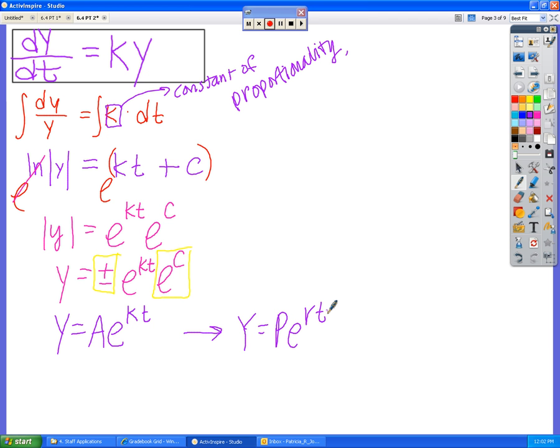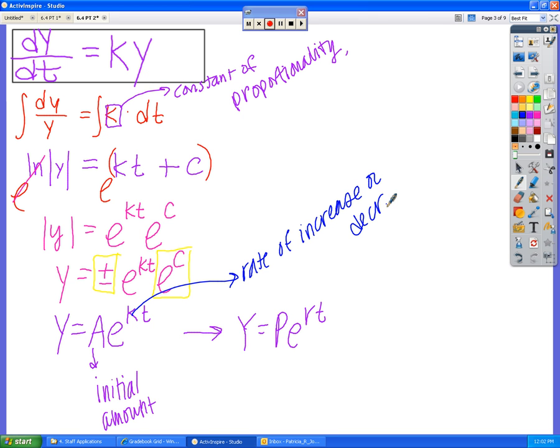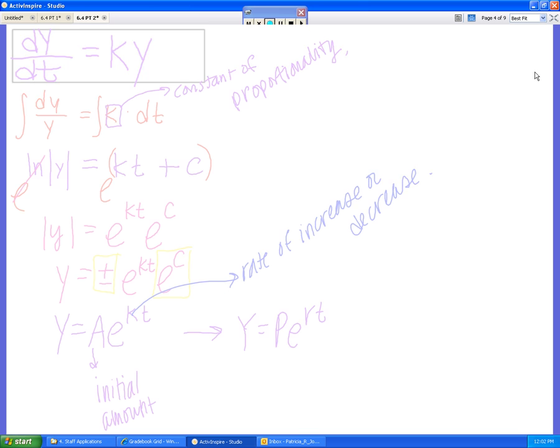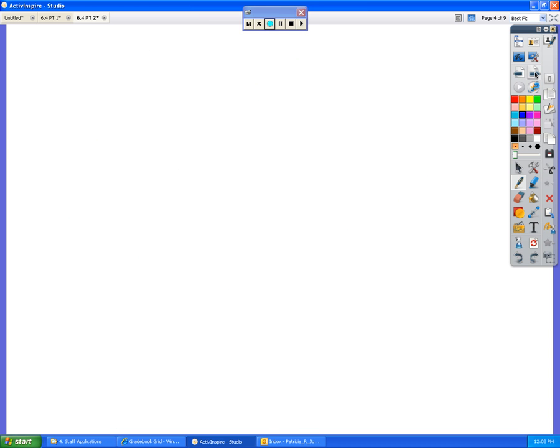So, given that, a is an initial amount. You just heard me say what k was. K is your rate of increase or decrease. So I gave you, I believe, some multiple choice questions inside of the packet, and we're going to take a look at those when I actually find them.